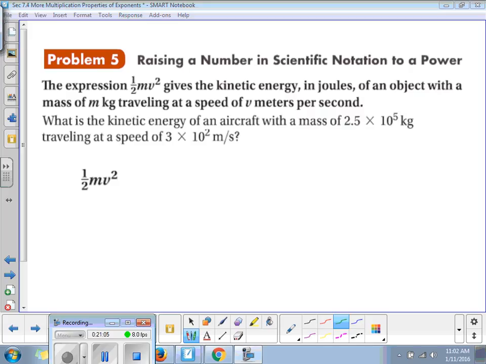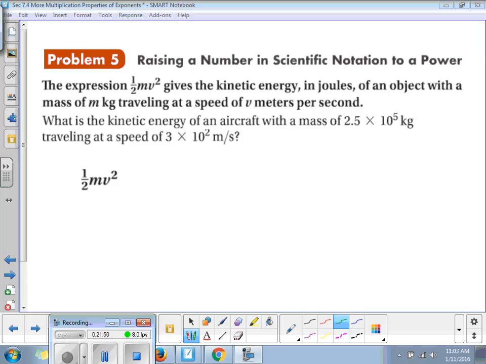Problem 5. Problem 5 is raising a number in scientific notation to a power. The expression 1/2 mv squared gives the kinetic energy in joules of an object with a mass of m kilograms traveling at a speed of v meters per second. What is the kinetic energy of an aircraft with a mass of 2.5 times 10 to the 5th kilograms traveling at a speed of 3 times 10 to the 2nd meters per second?